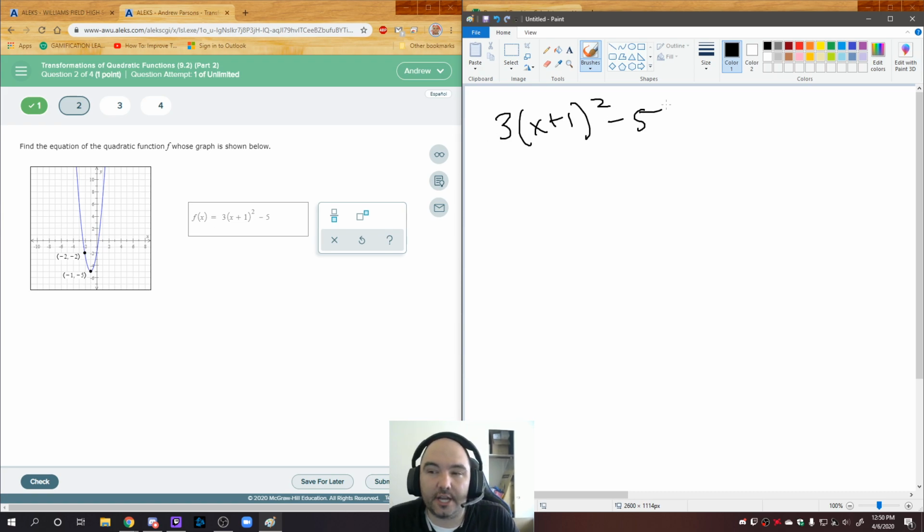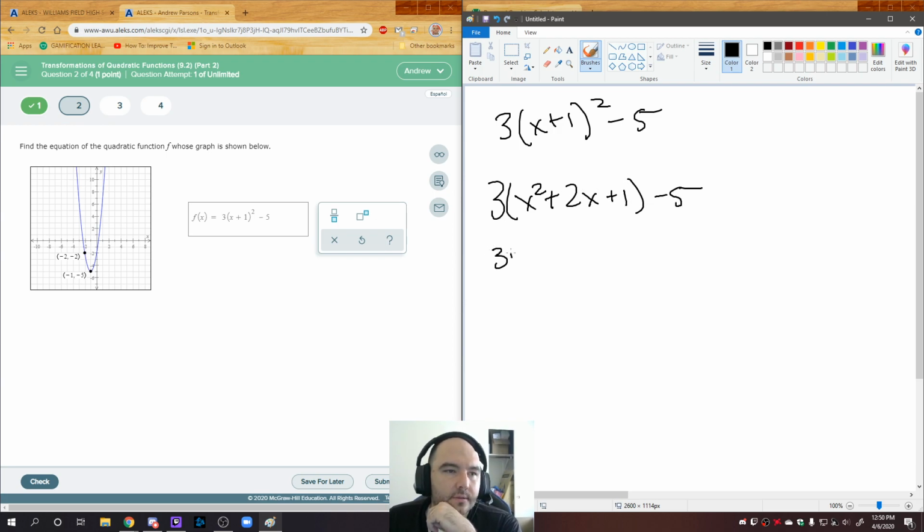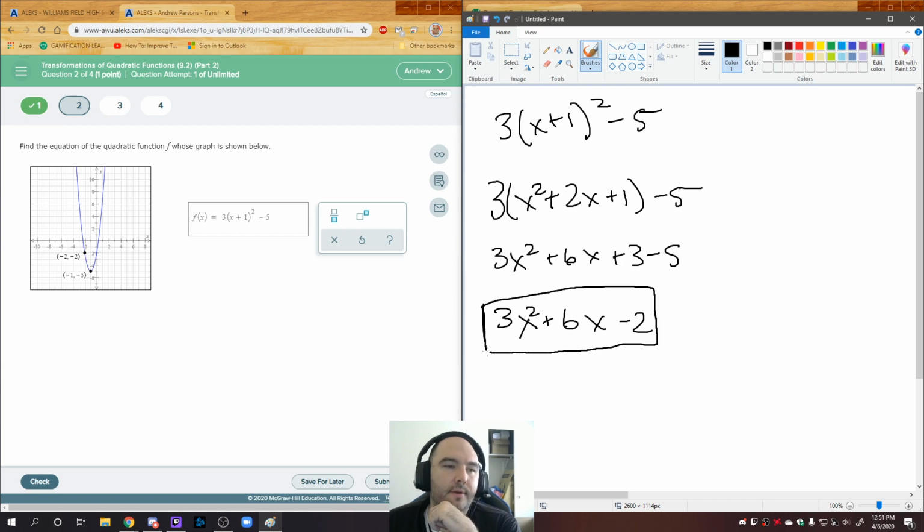Just so you guys can see, on the lesson, we took this further by expanding it, like we did 3 times (x squared plus 2x plus 1) minus 5, 3x squared plus 6x plus 3 minus 5, 3x squared plus 6x minus 2. This is also an acceptable answer to this problem right here that I'm doing. This is the standard form. I wrote my answer in vertex form.